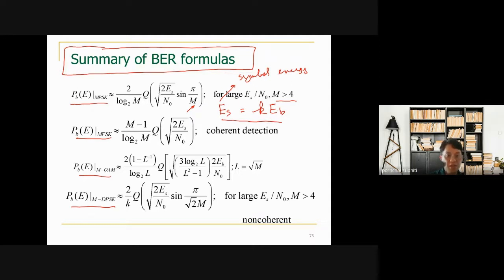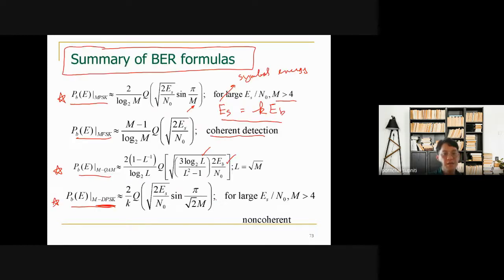For MFSK, this is for coherent detection. For non-coherent, I think it's an exponential function. For MFSK, you use this formula. And for MQAM, these two we'll use very often. For MQAM, here it is already in Eb, so you can use it. And L is equal to the square root of M, from our earlier lecture. And the last one is for MDPSK. Okay, so that's about it for these formulas.